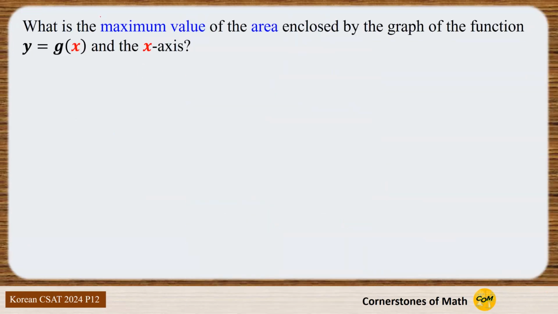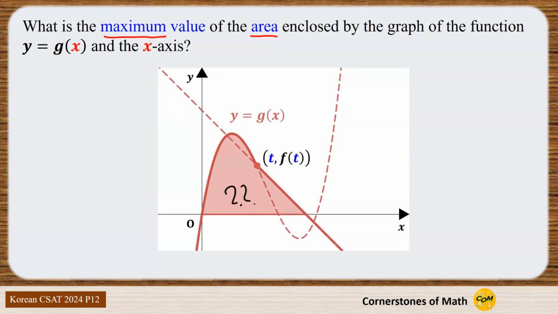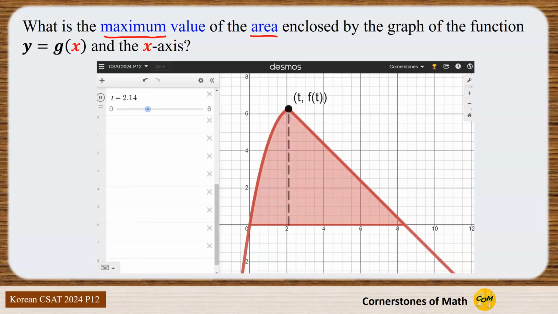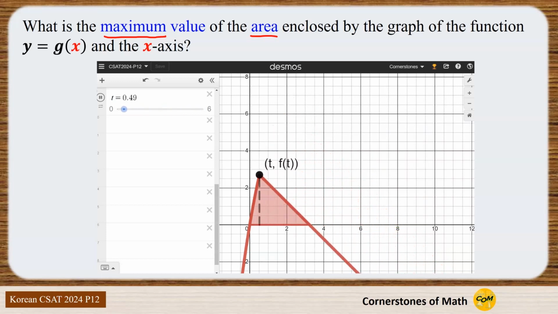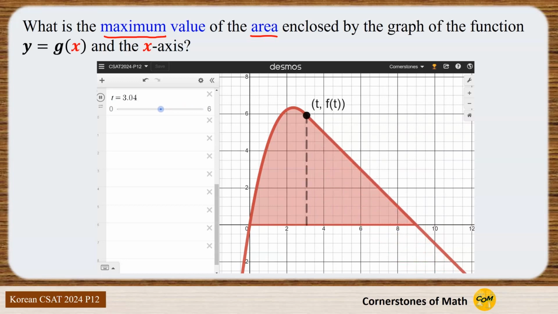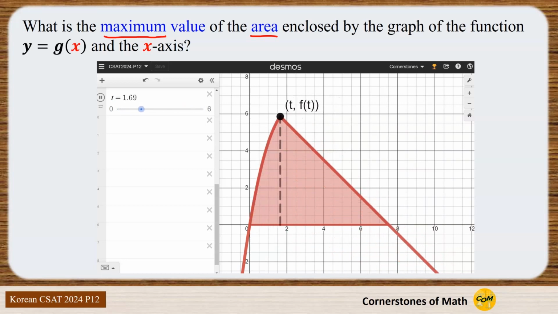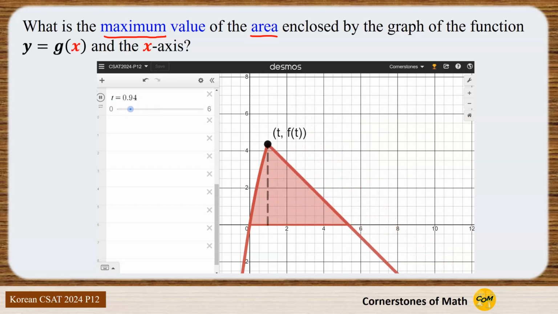The goal of this problem is to find the maximum value of the area enclosed by the graph of the function y equals g(x) and the x-axis. That is, the maximum area of this shaded region. And from this demonstration where the value of t is changed between 0 and 6, it is clear that the area of the shaded region becomes maximum when t is somewhere in the middle. So now let us do some mathematical formulation and actually find that optimum value of t.